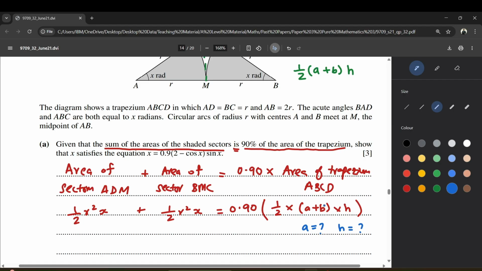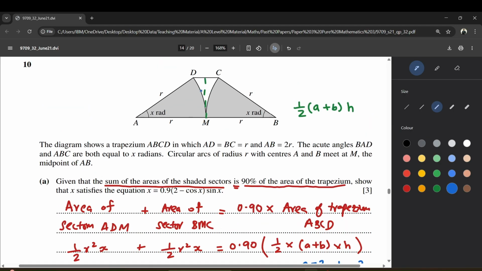And now I know, okay, what is a will be the length of CD, so let's mark this as a. Okay, and we also need to find that if I draw a straight line over here, so that will be your h. Okay, all right.